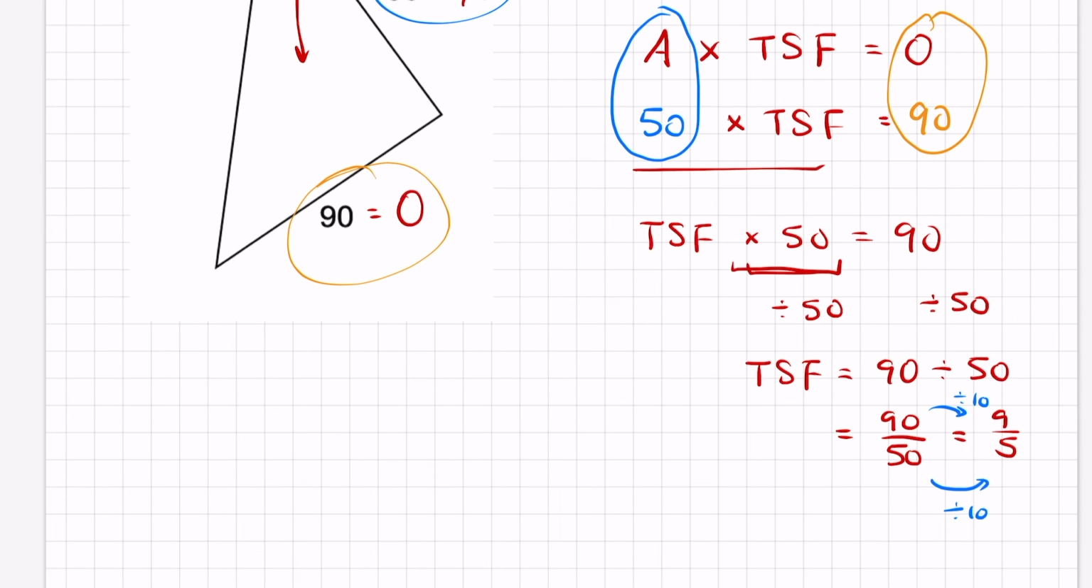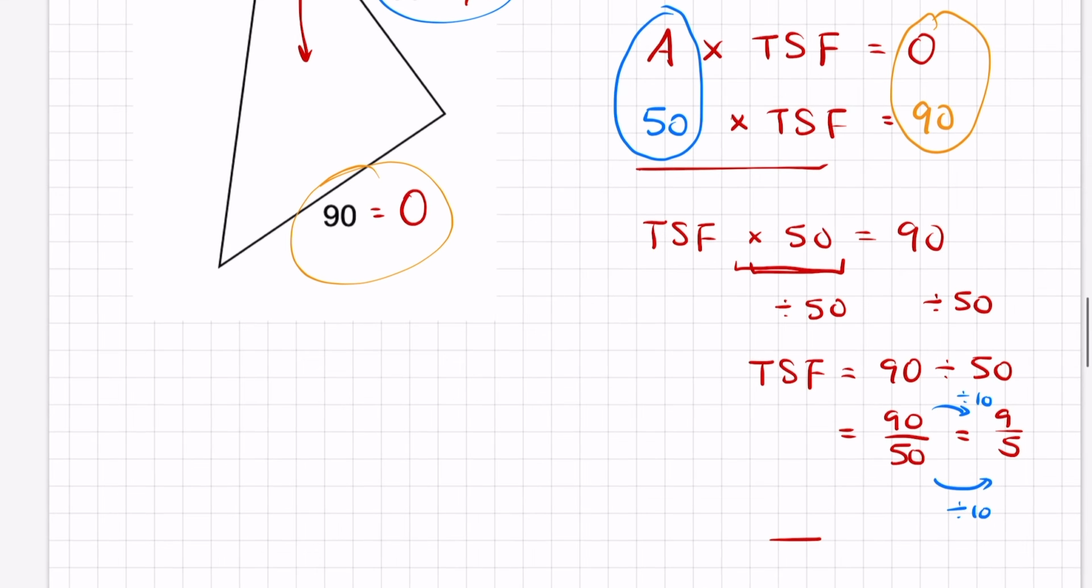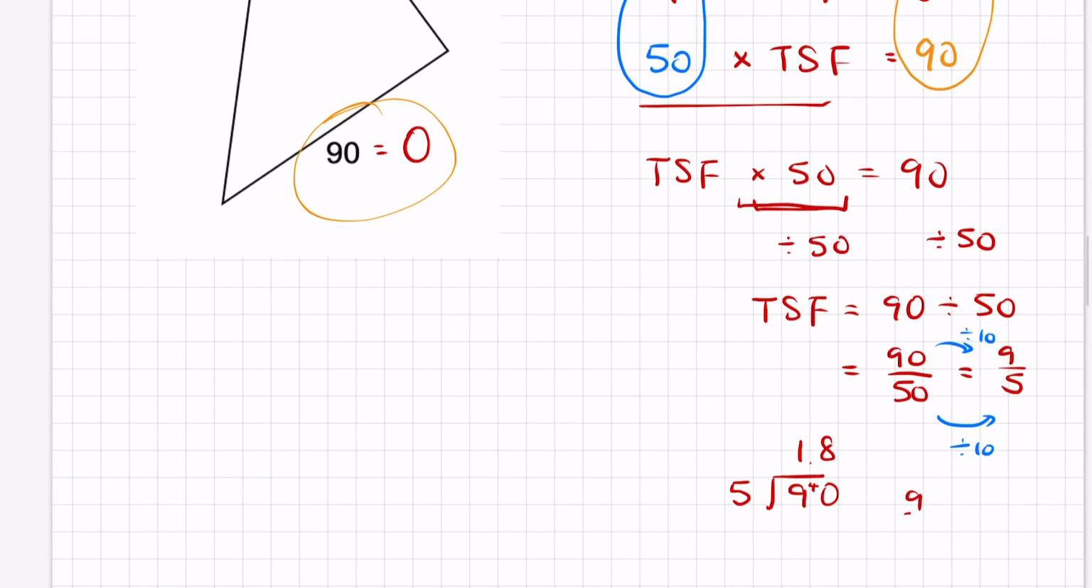What is 9 over 5? You can use the bus stop method to work it out. 9 divided by 5. 1, as 5 goes into 9, remaining 4. 8, as 5 eights go into 40. Therefore, 9 over 5 is the same as 1.8.